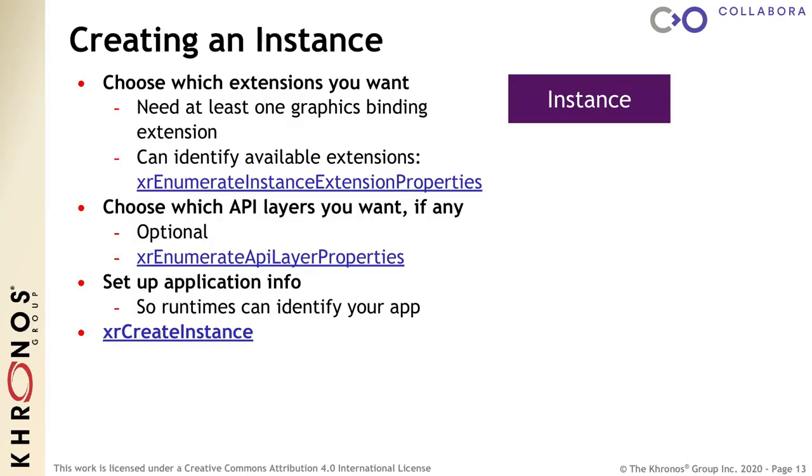There's also a facility for API layers, as I mentioned earlier. These can be configured outside of your application through environment variables or similar to make the loader automatically load them. However, if your application wants to load them, you can enumerate which ones are available before you create an instance. Similar to Vulkan, there's an application info struct that you should fill out with your application name and engine name and version so that runtimes can identify your application. Then finally, XR create instance takes that information and hands you an instance handle.